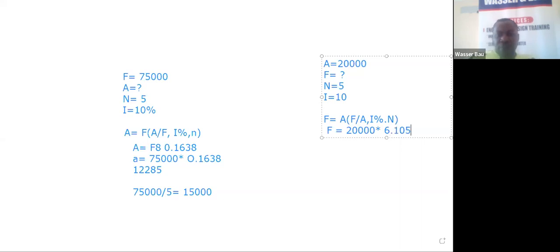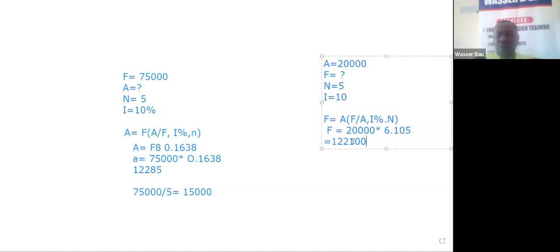6.105. And that will mean something good. So that will mean 20,000 multiply 6.105. It will give me 122. So it means if I put 20,000 in the bank or in a good investment that is giving me 10%, after 5 years, I'll be richer by 122,000.